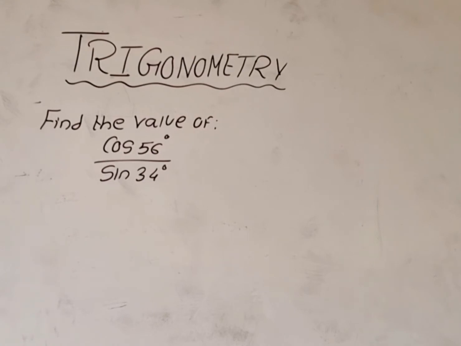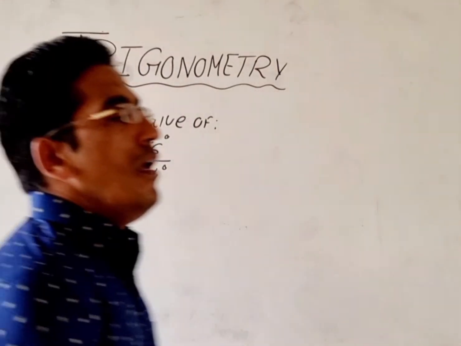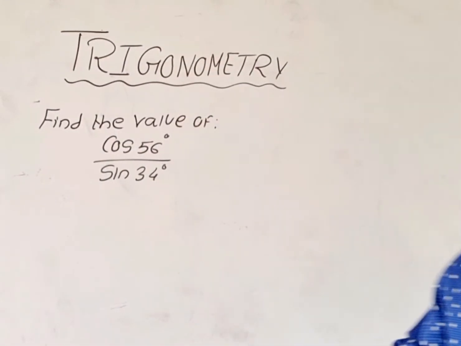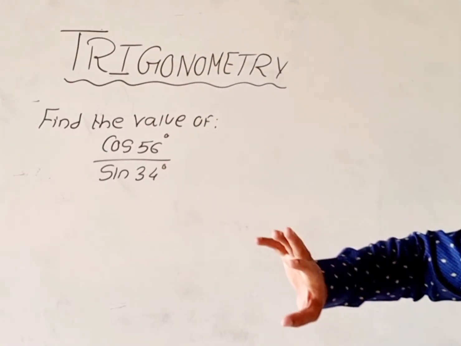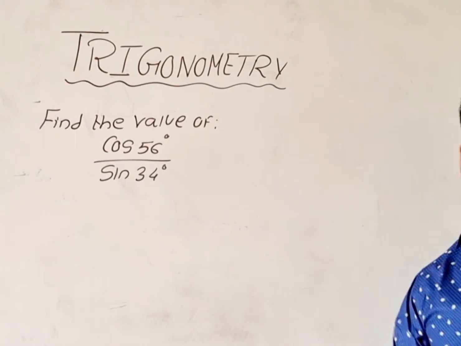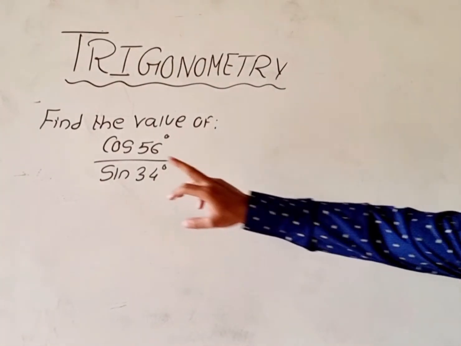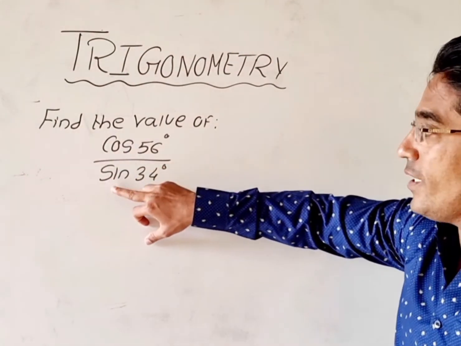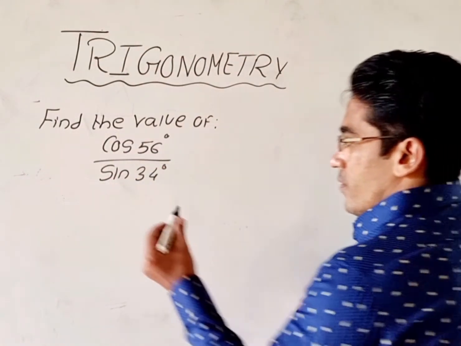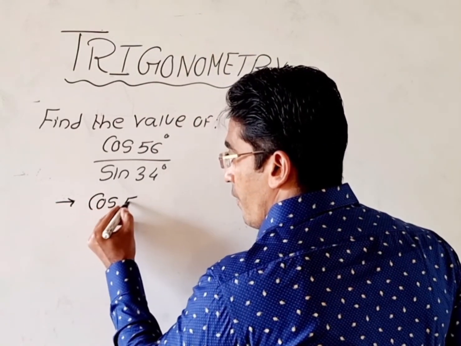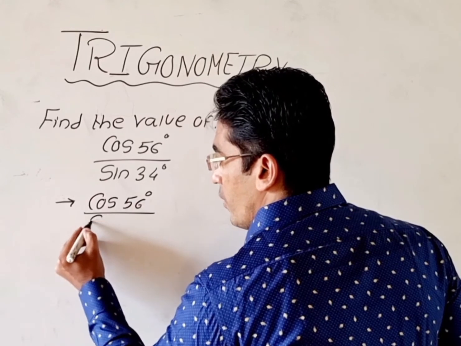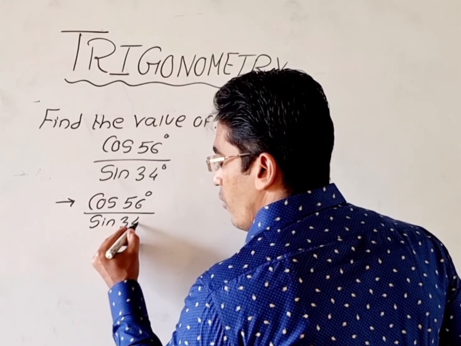Now in the second example, the question is: find the value of cos 56 degree upon sin 34 degree. Now these are not my standard angles, but if you observe, 56 plus 34 is equal to 90. So here we will use the formula. We can convert cos into sin or sin into cos. So let's start with the question. Cos 56 degree upon sin 34 degree.